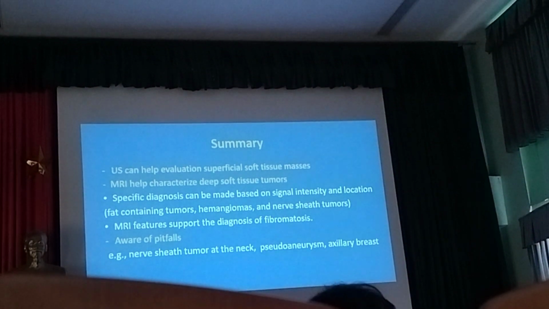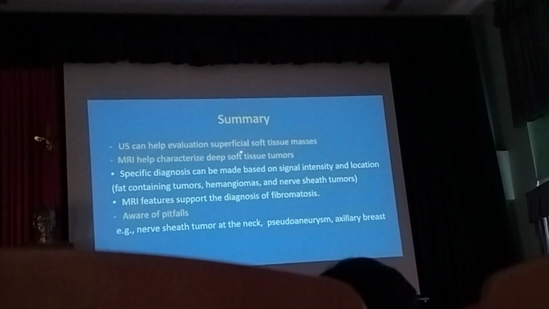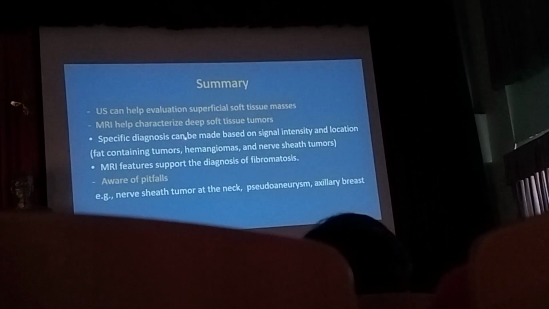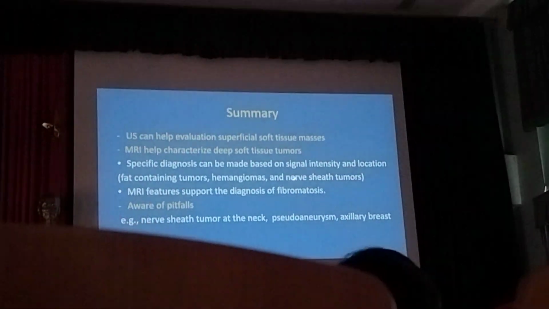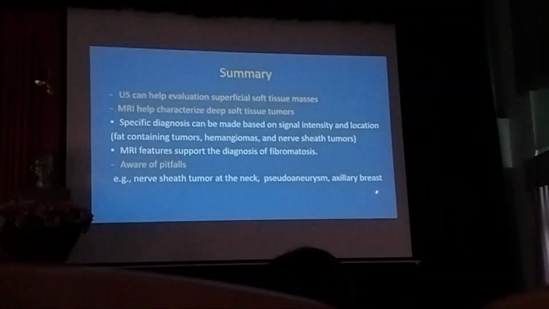So in summary, I have shown you that ultrasound is very useful for superficial mass. MRI can help in deep soft tissue because it can characterize the lesion based on the signal intensity. And be aware of pitfalls, as I have shown you: the pseudoaneurysm and axillary breast.